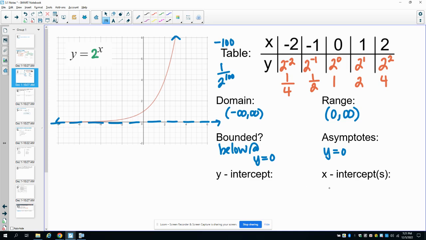Now, the y-intercept, remember, is where we plug 0 in for x, because that's where it crosses the y-axis. So here's our y-intercept at (0, 1), just where you plug in x equals 0. And then our x-intercept is where the function equals 0. And we actually know that that's never going to happen because the range doesn't include 0. So there are no x-intercepts here. It never crosses the x-axis.